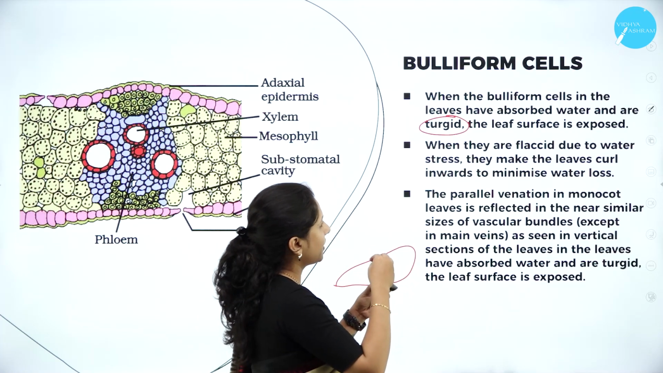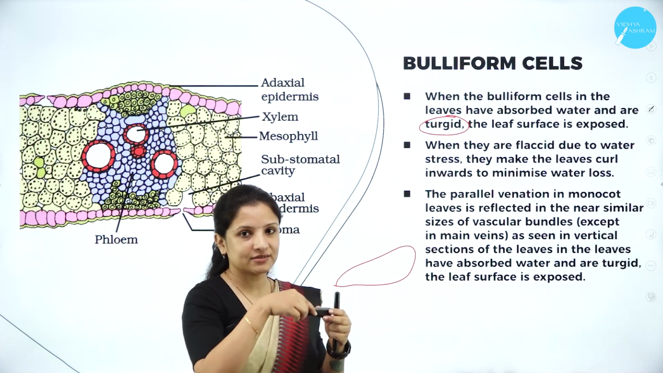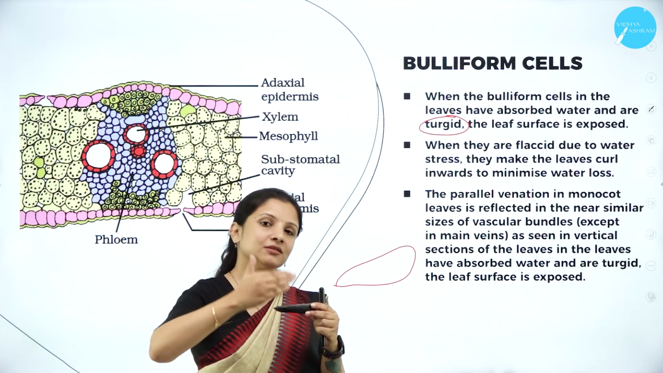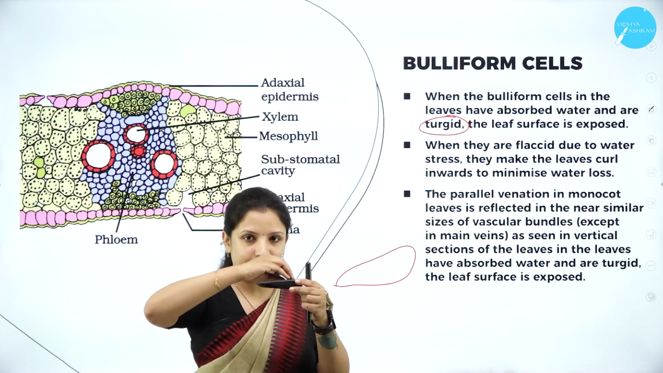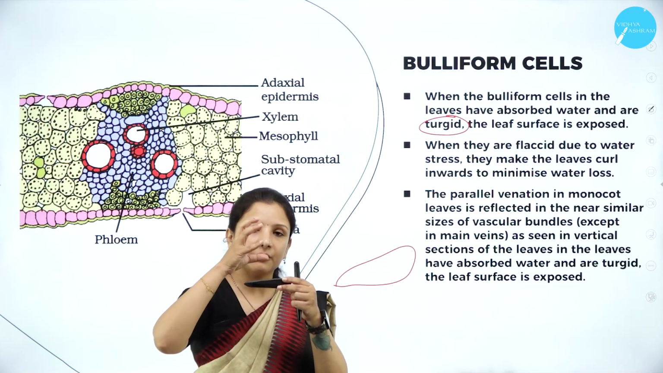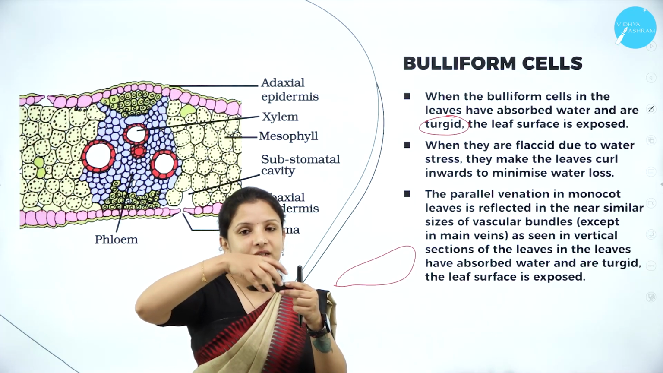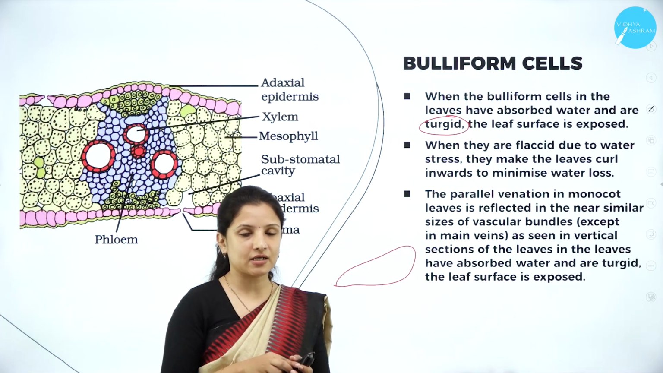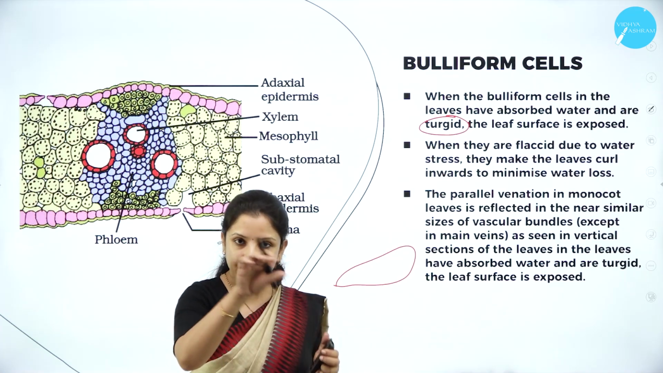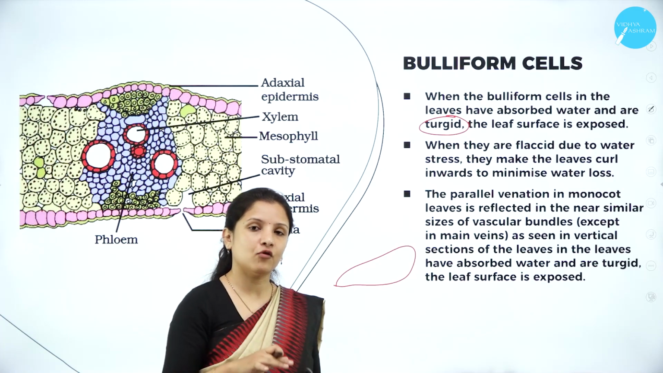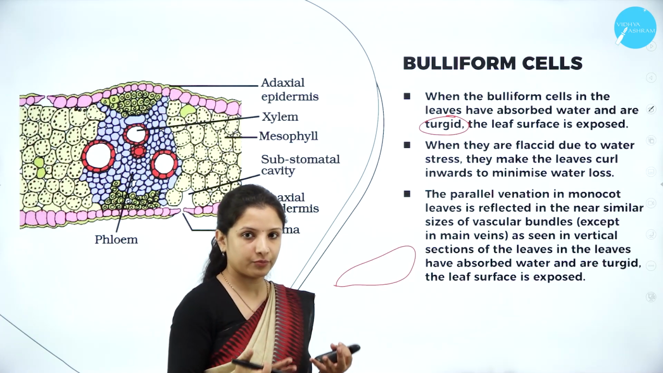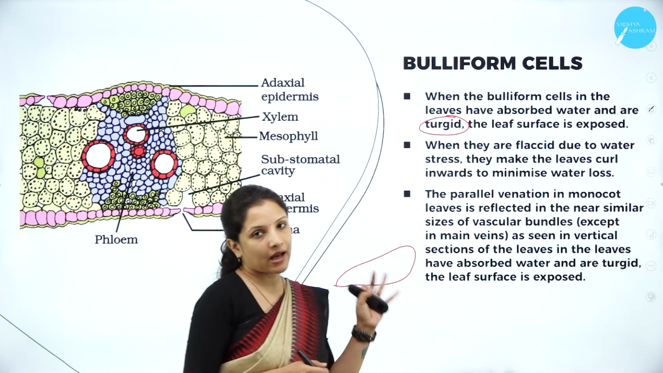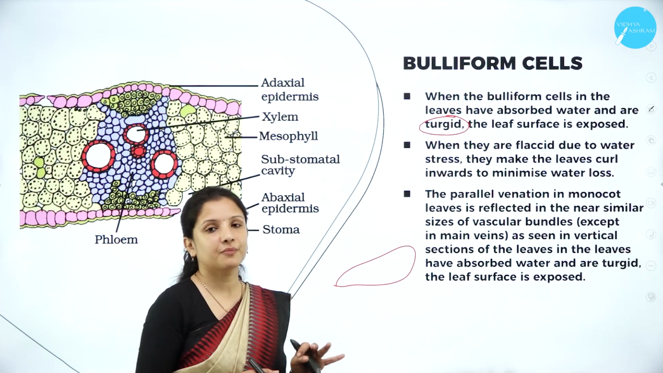Now what happens during water stress, whenever water is lost from the plant? To prevent excessive loss of water, the bulliform cells will become flattened or flaccid, and that will result in coiling or folding of the leaf surface. When folding of the leaf surface occurs, the surface area of the leaf will be minimized. Therefore, the evaporation of water will also be minimized, or the loss of water will be minimized. That is one of the main characteristic features of bulliform cells which are present in the grasses.